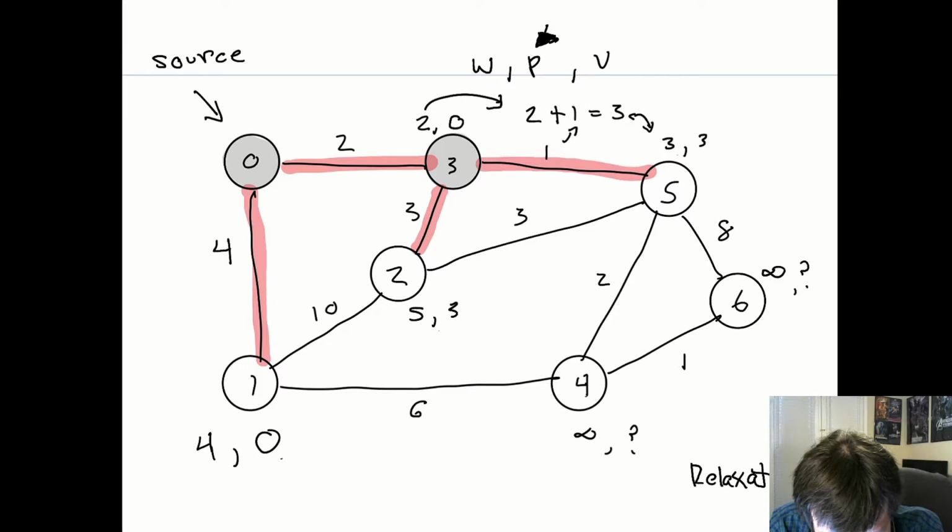Also, if you're really pedantic, technically this has a weight of 0 because you're starting at 0, and it has no parent because that's the start. So just remember that's the start.